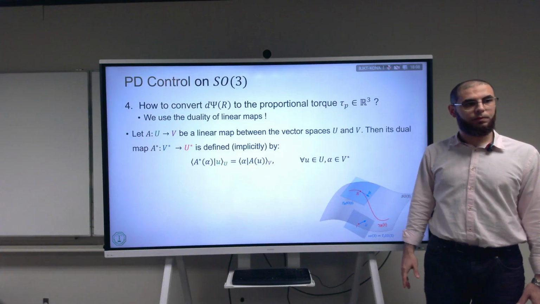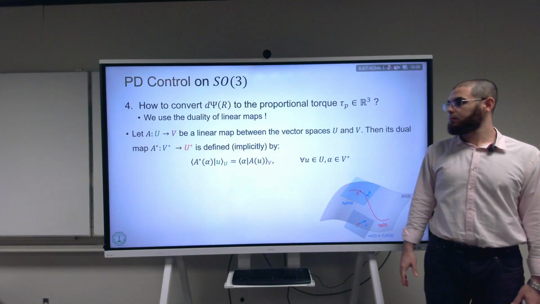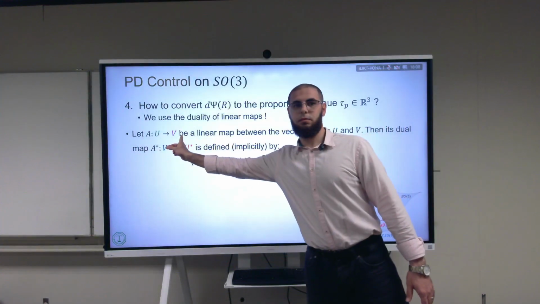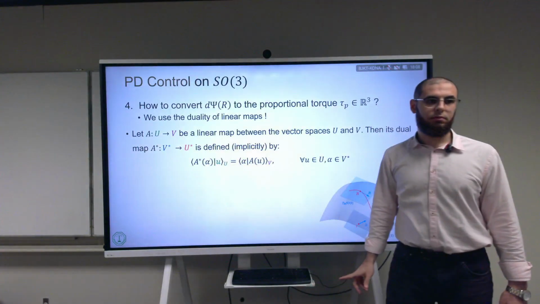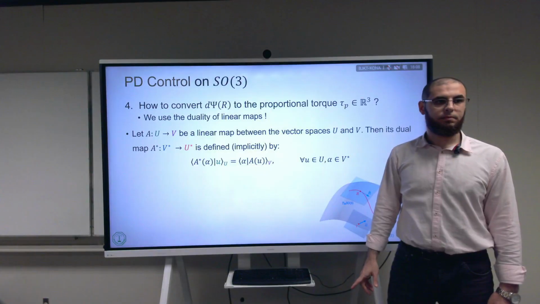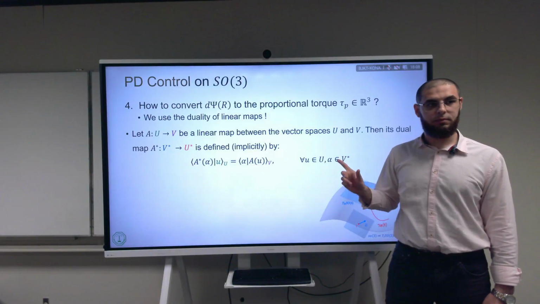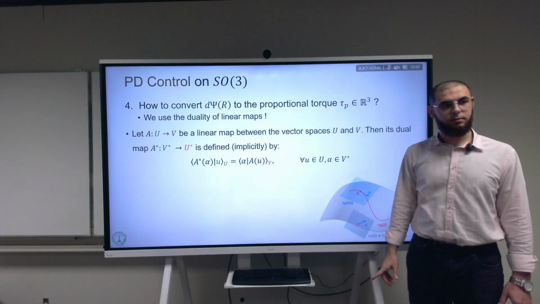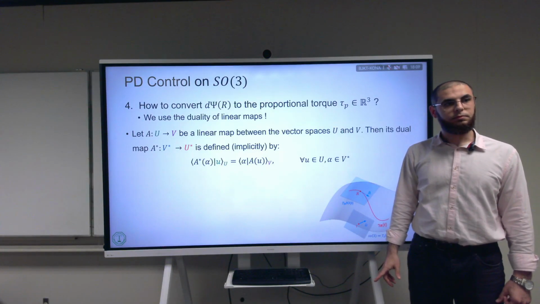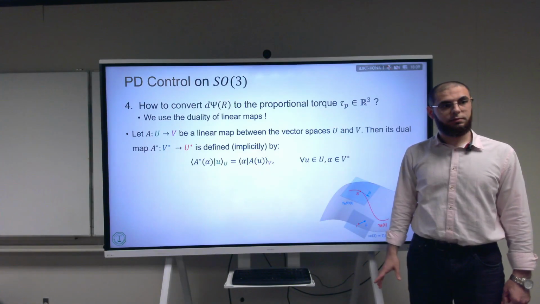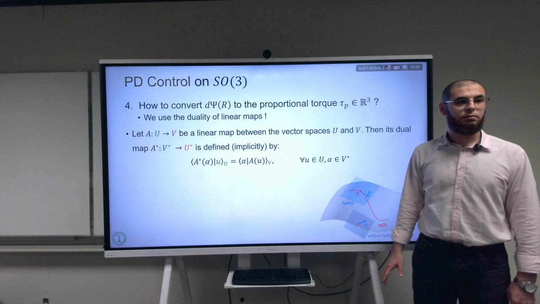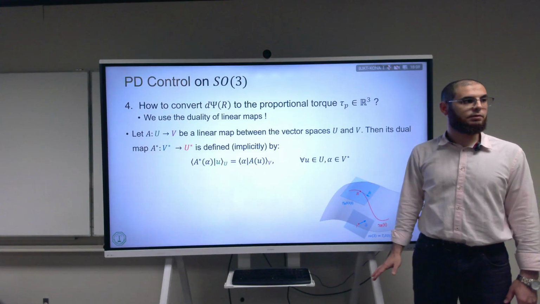A new function that maps V star, which is a new vector space. It's the dual of where you went. V star is the dual of V, and U star is the dual of U. They are new vector spaces. So A star is a map that maps V star to U star. And they are new vector spaces, exactly.